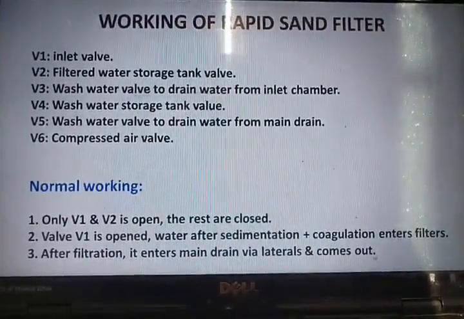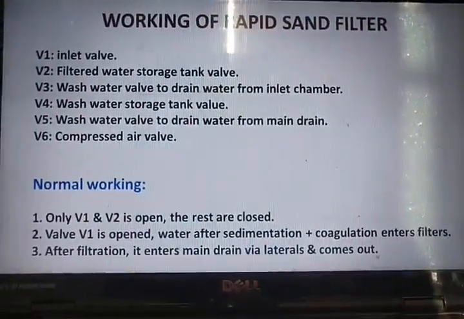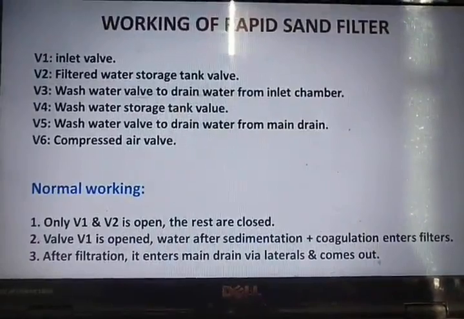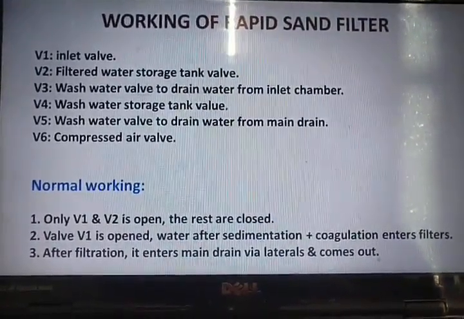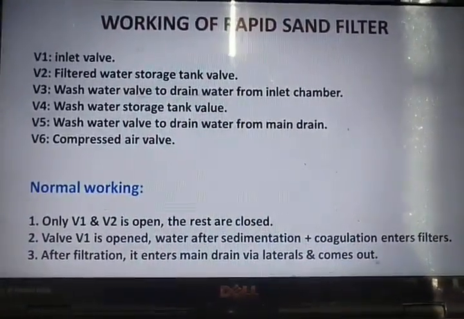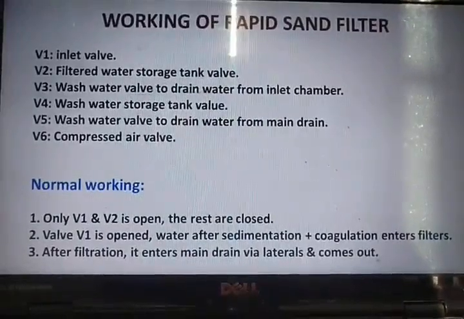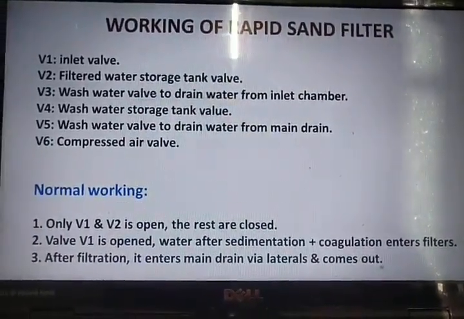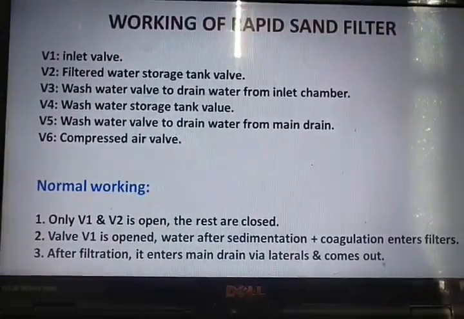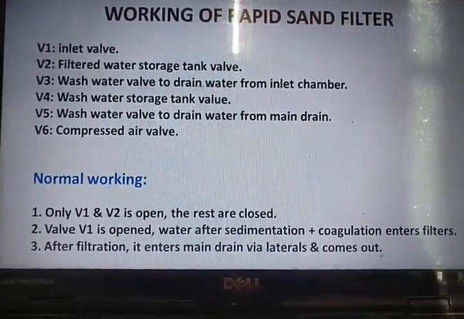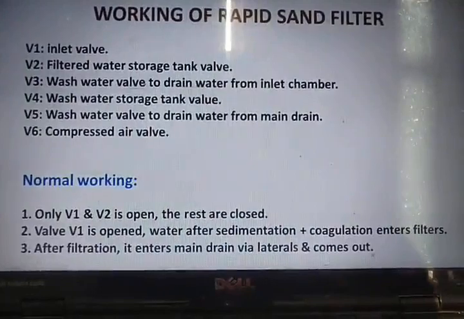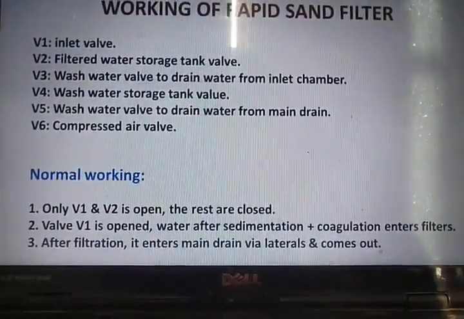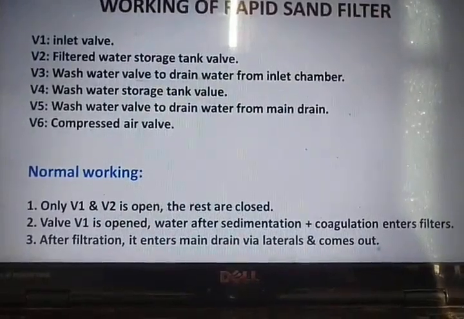V1 is called the inlet valve, V2 is the filter water storage tank valve, V3 is the wash water valve to drain the water from the inlet chamber, V4 is the wash water storage tank valve, V5 is the wash water valve to drain the water from the main drain, and V6 is the compressed air valve. During normal working conditions, only V1 and V2 are open. The rest of the valves are closed.